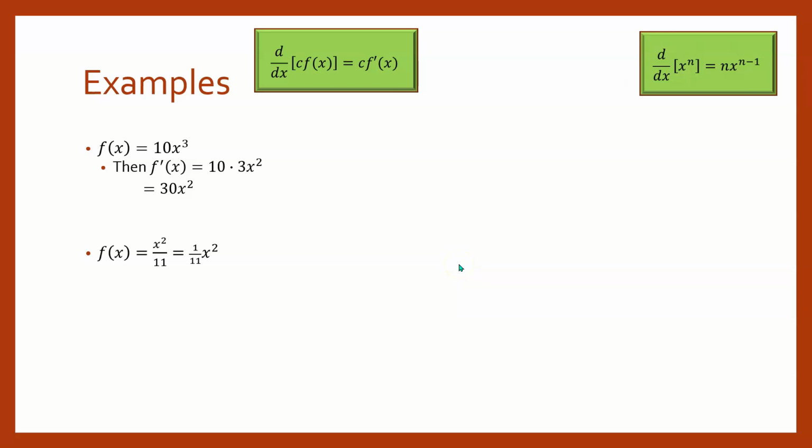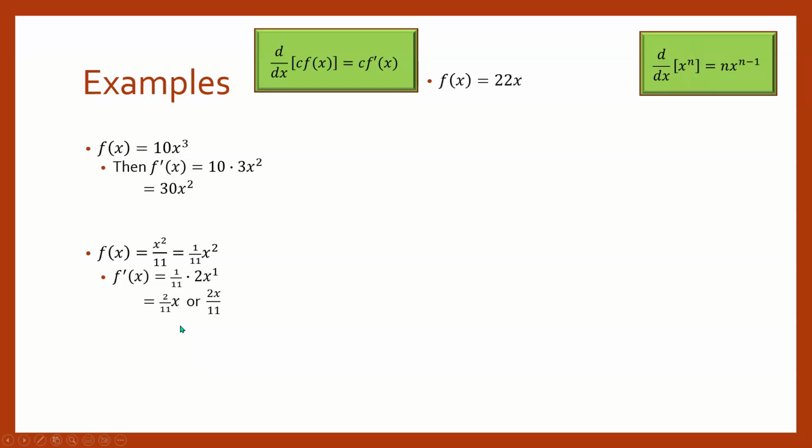The derivative of 1/11 times x squared would be 1/11 times the derivative of x squared, which is 2 times x to the first power. And I can go ahead and multiply together 1/11 times 2 and write that as 2/11. So the derivative is 2/11 times x, or 2x over 11.